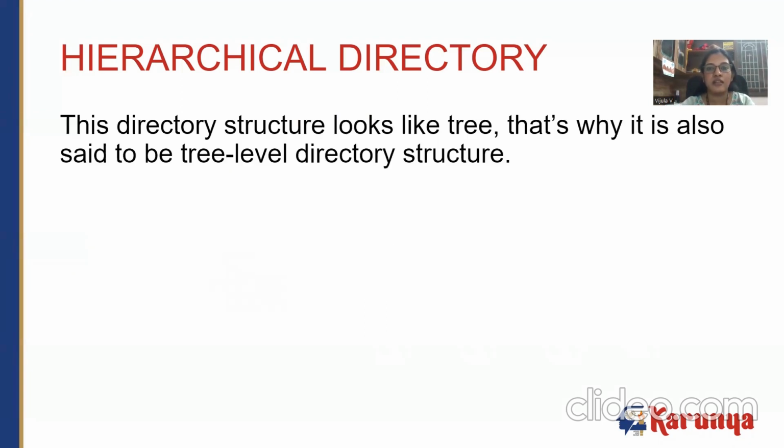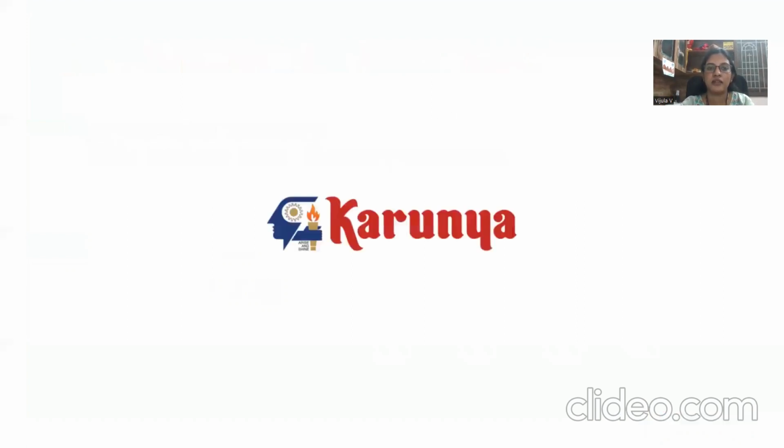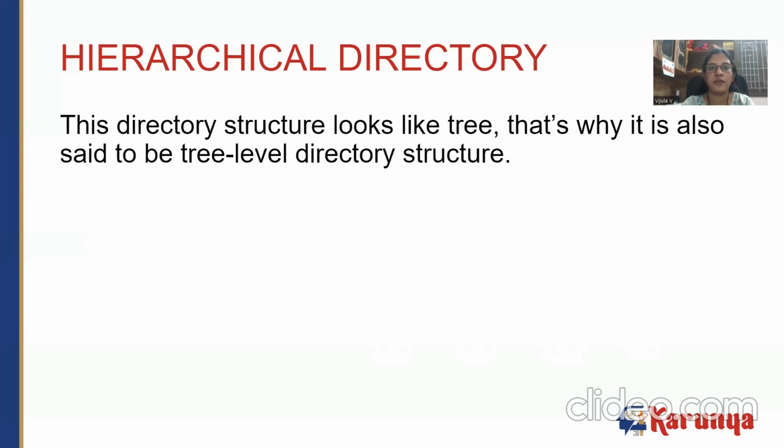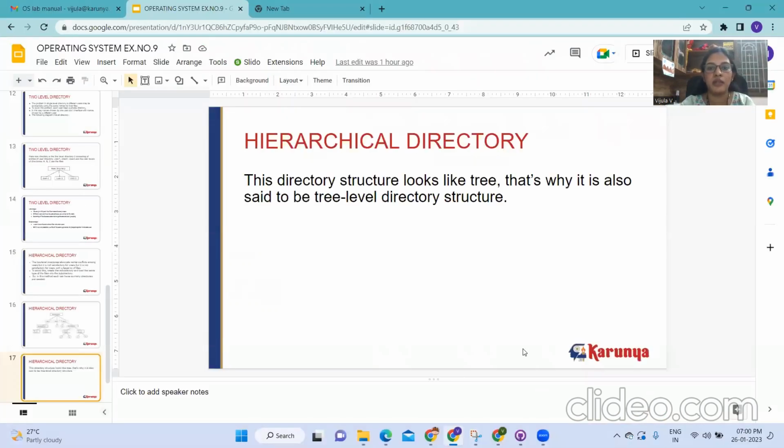This directory structure looks like a tree, so it is also called the tree-level directory structure. These are the three types of directories, and we'll look into a short snippet of how it works.